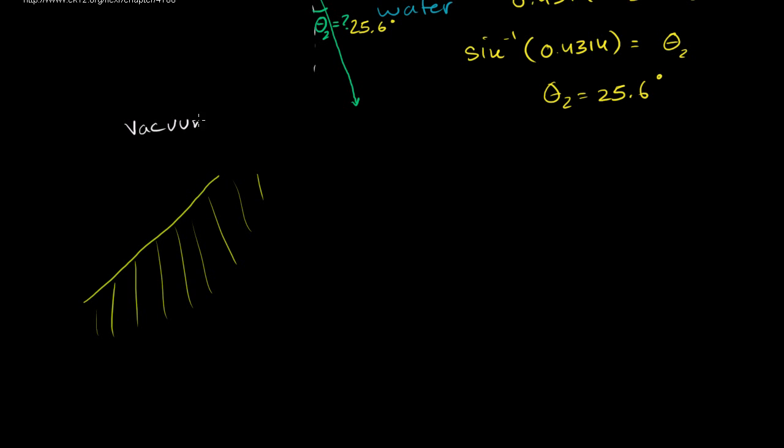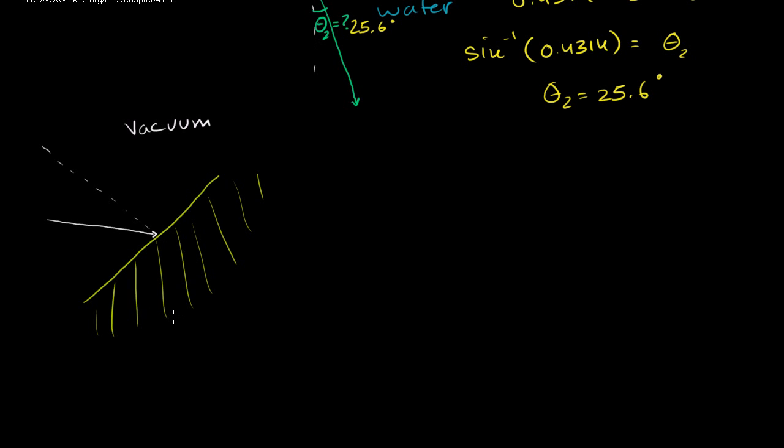This is a vacuum right over here, or pretty darn close to a vacuum. And I have light coming in at some angle, just like that. Let me drop a vertical. So it's coming in at some angle.